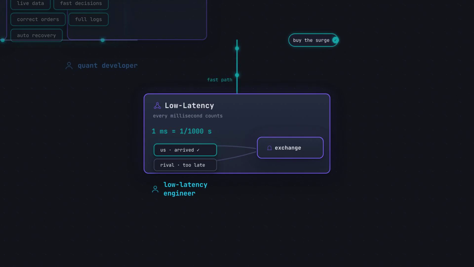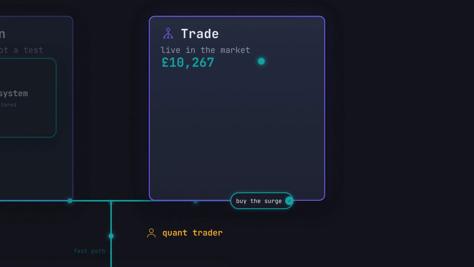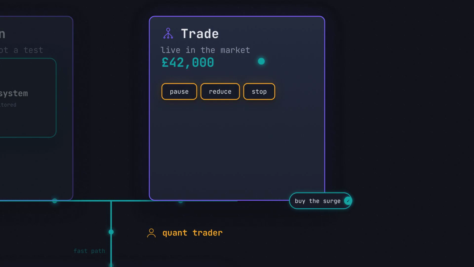Low latency engineers build the systems that receive market data and send orders as fast as possible. They do not choose what to buy. They make sure the strategy can act before the opportunity disappears. Once real money is trading, the quant trader takes the watch. The trader monitors the strategy live, how much it is making or losing, whether it is behaving as expected. And when something looks wrong, the trader can reduce it, pause it, or shut it down completely.